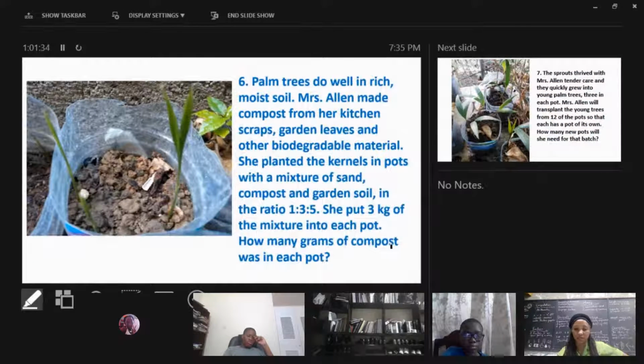All right, John, it's actually your turn to read. Okay, miss. Number 6. Palm trees do well in rich, moist soil. Mrs. Allen made compost from her kitchen scraps, garden leaves, and other biodegradable material. She planted the kernels in pots with a mixture of sand, compost, and garden soil. In the ratio 1 to 3 to 5, she puts 3 kilograms of mixture into each pot. How many grams of compost was in each pot?